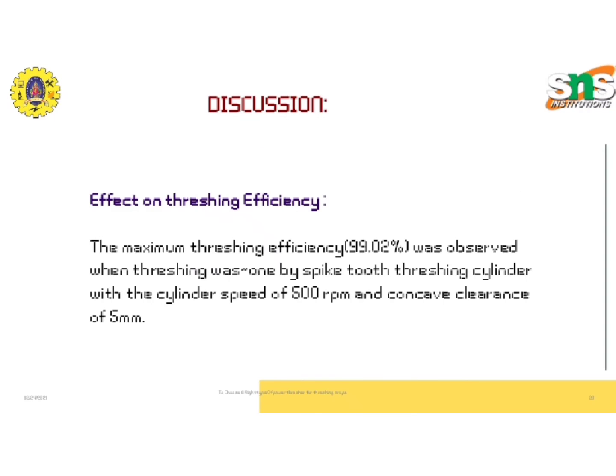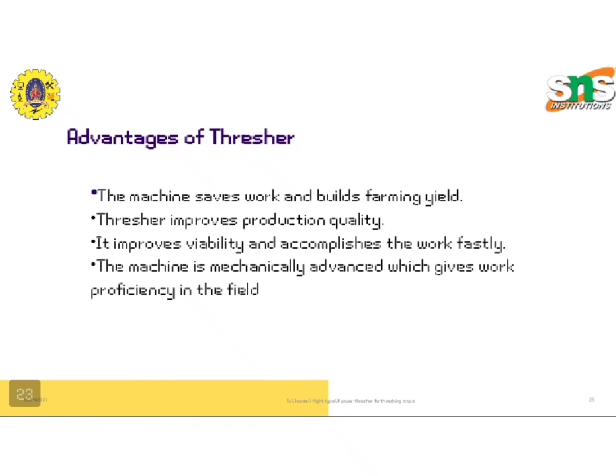At last, let's discuss the effect of threshing. The maximum threshing effect of 99.02 was observed when threshing was done with a spike tooth threshing cylinder with a cylinder speed of 500 rpm and a concave clearance of 5 mm. Then what are the advantages of the thresher? The machine saves work and builds farming yield. The thresher improves production quality, improves viability and accomplishes work safety. And at last, the machine is mechanically advanced, which gives work proficiency in the field.